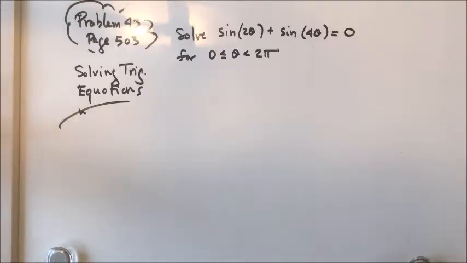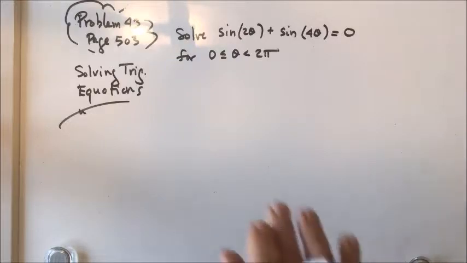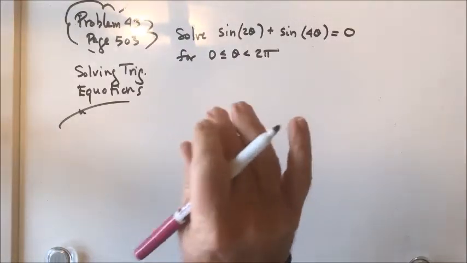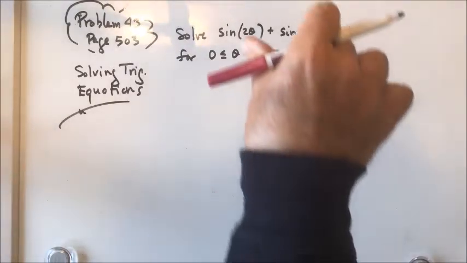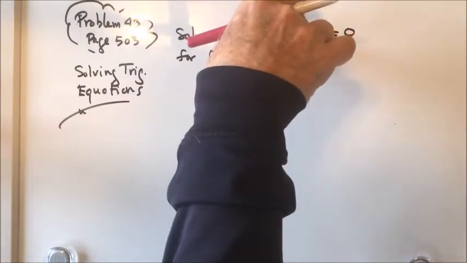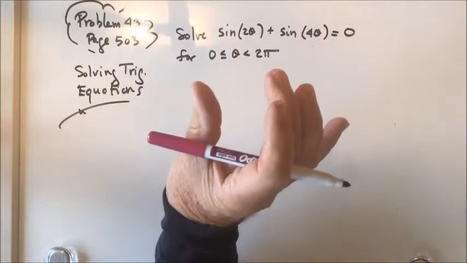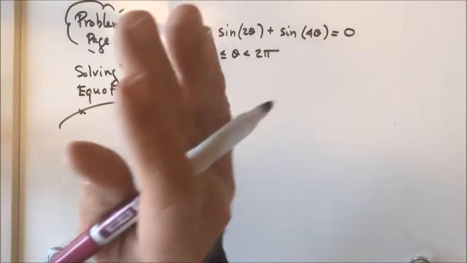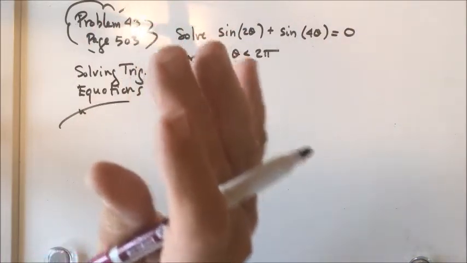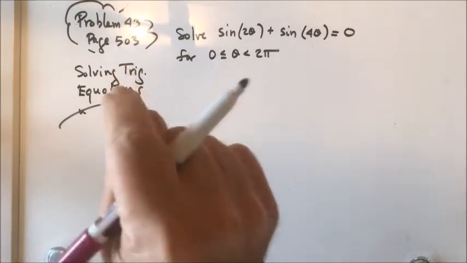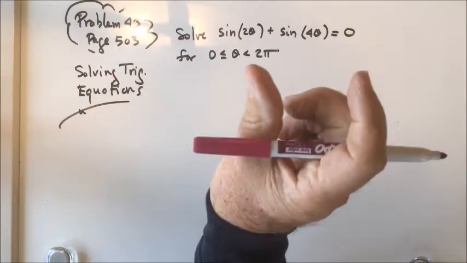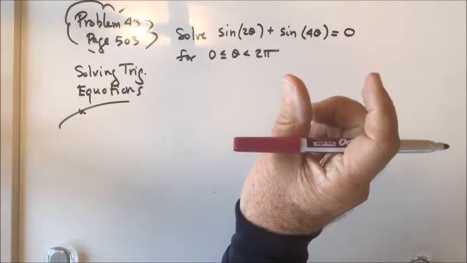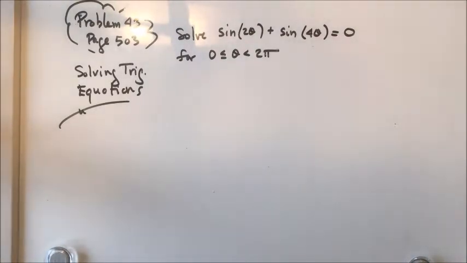I'm really influenced by the problem that we just did, which looked a little similar to this. So I'm going to go exactly the same way, and use the sum to product formulas, because they will take this sum and turn it into a product. And when I set a product equal to 0, all I have to do is look for those values of theta that set any factor in that product equal to 0. Let me do it and you'll see what I mean.